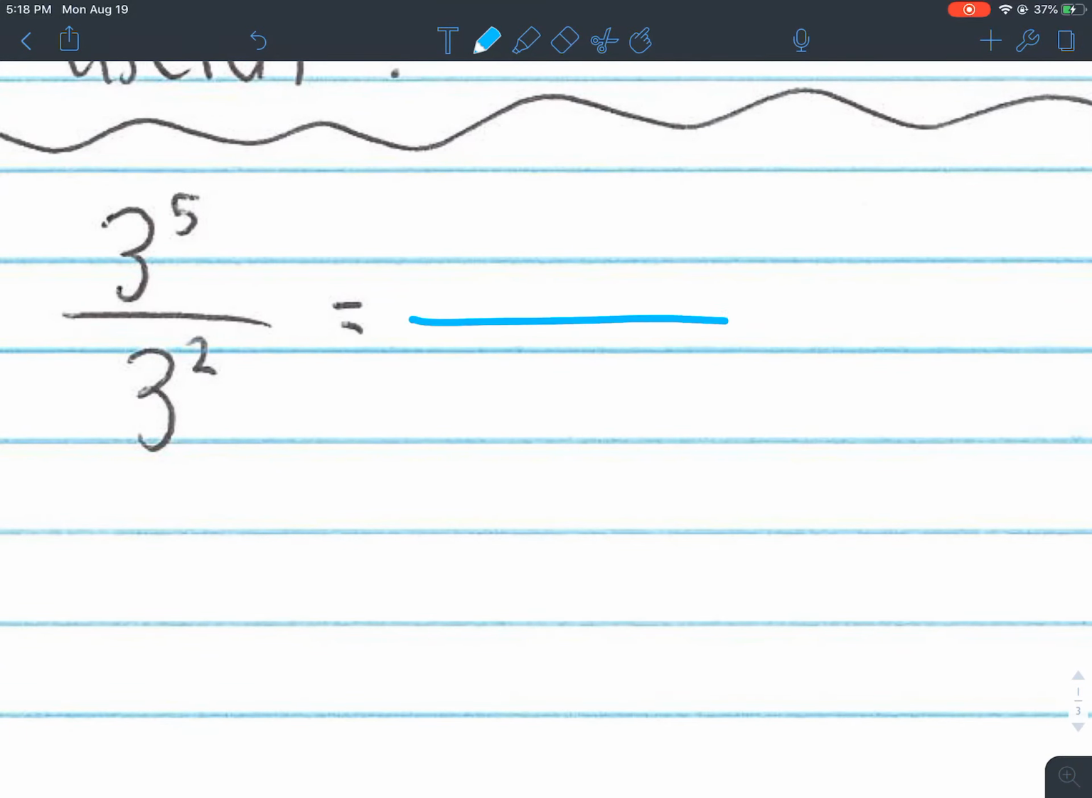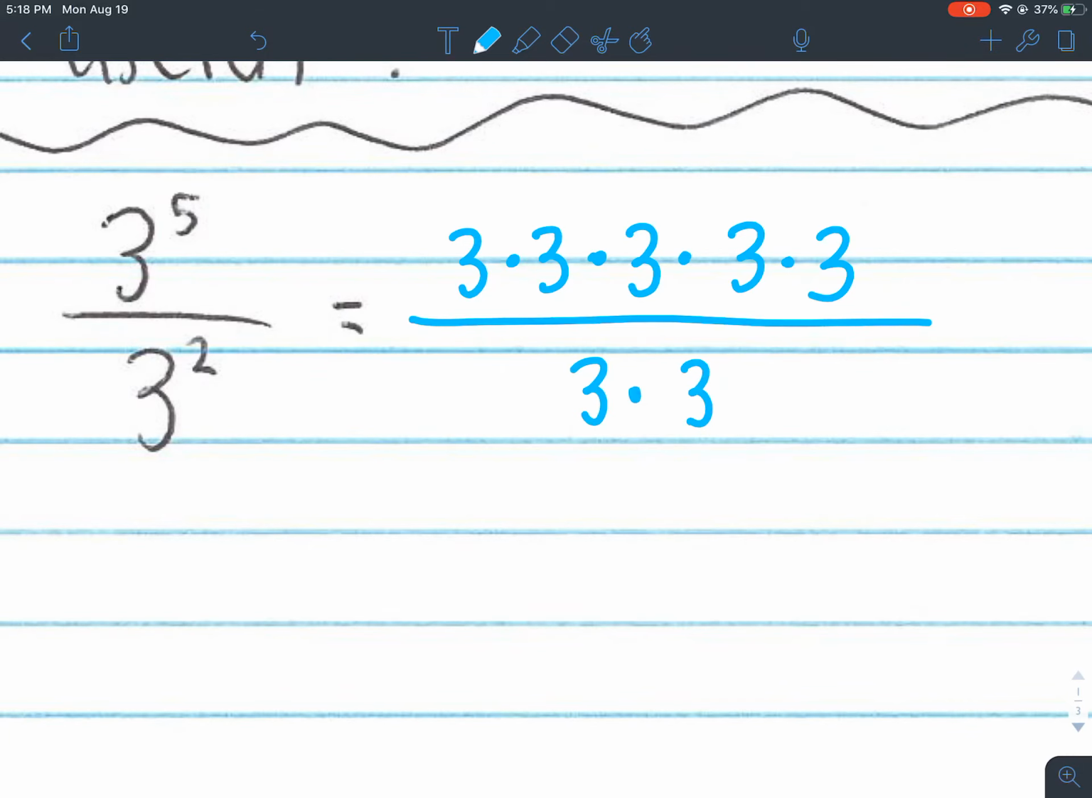What does 3 to the 5th mean? Well, 3 to the 5th means I have 3 times itself 5 times. So that's 3 times 3 times 3 times 3 times 3. In the denominator, I have 3 squared, which means I have 3 times itself twice. So I have 3 times 3.